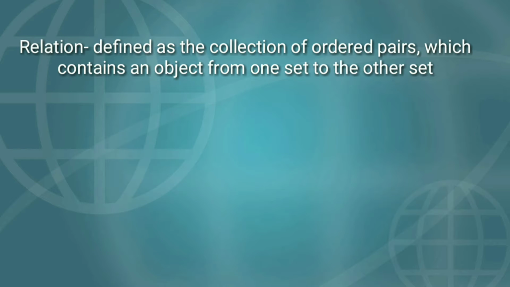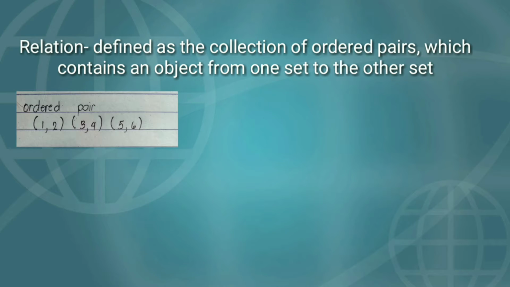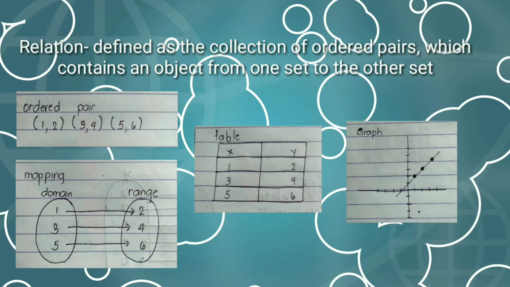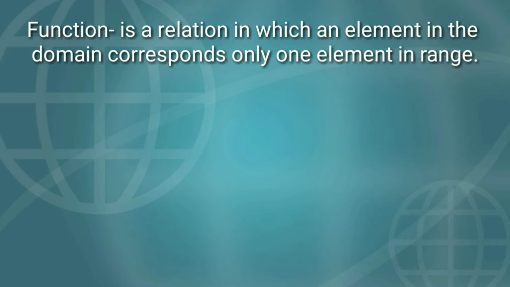A relation is defined as the collection of ordered pairs which contains an object from one set to another. There are four different ways to write a relation: ordered pairs, mapping, table, and graph. A function is a relation in which an element in the domain corresponds to only one element in the range.